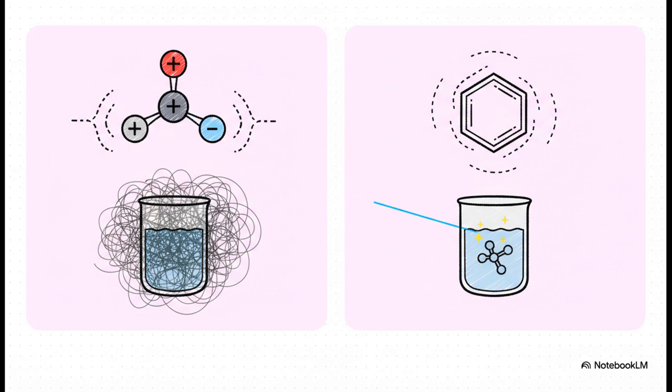But that last point, that's the real game changer. Water is a total nightmare for IR because it absorbs so strongly. But for Raman, water is practically invisible. This is huge. It means scientists can study biological samples, like living cells, in their natural watery state.